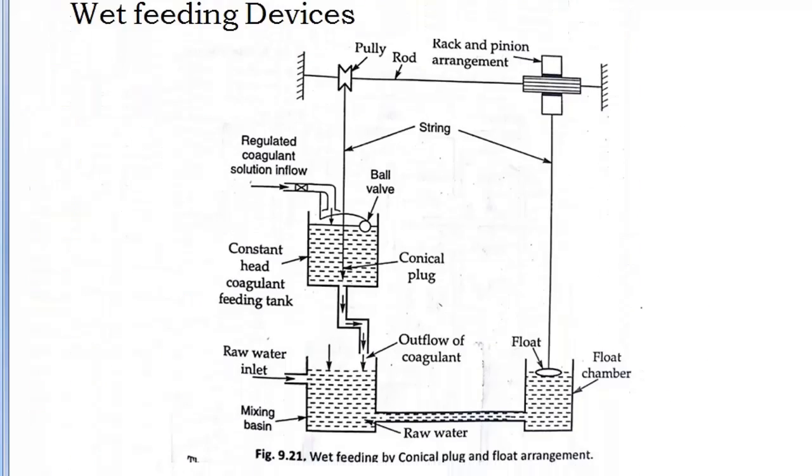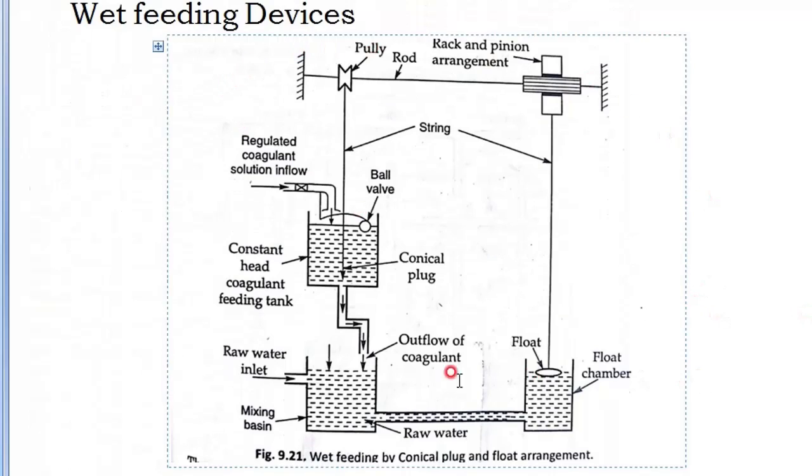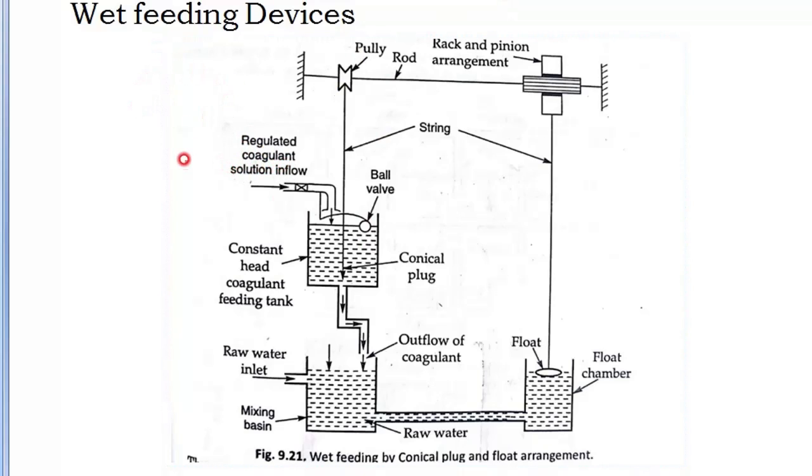And the second one is a wet feeding device. It's very important. Here we have many small units. We can go through here, regulating the coagulation solution inflow. Here we will have one big tank, where the solution form of coagulant will be there. Then the uniform strength is achieved here, and that is called your regulated coagulation solution inflow.